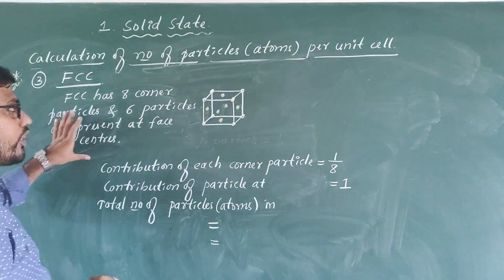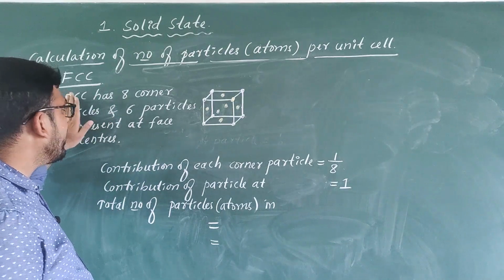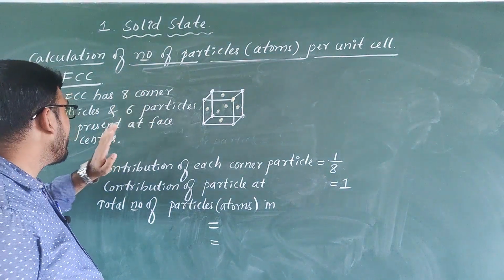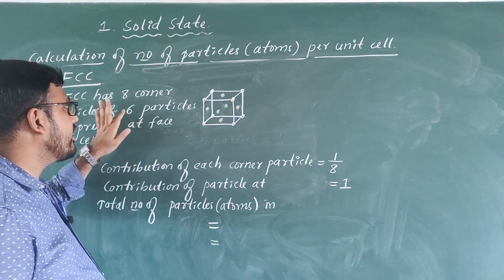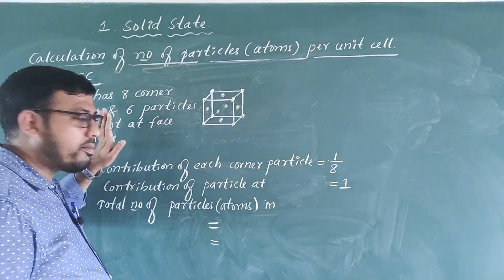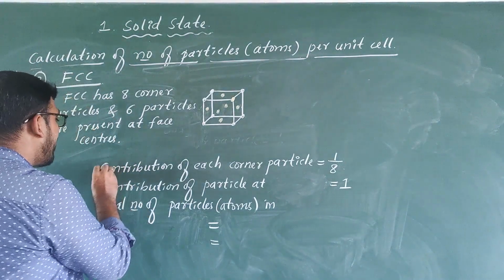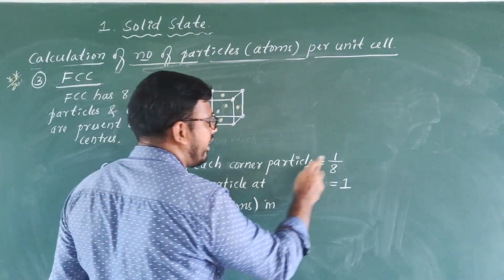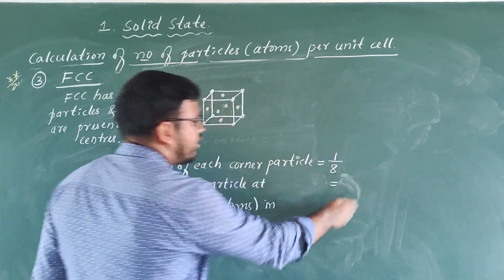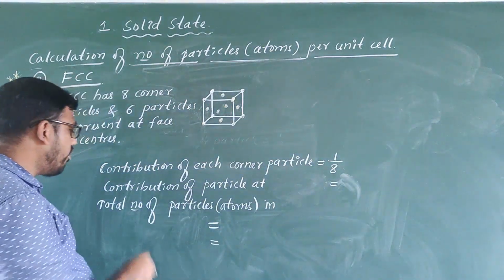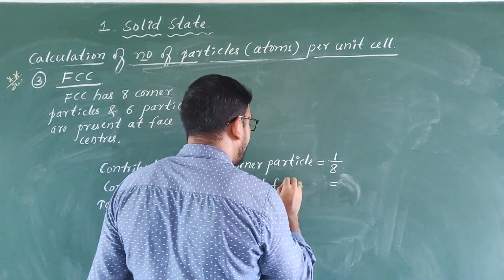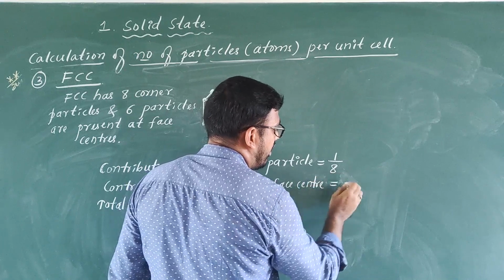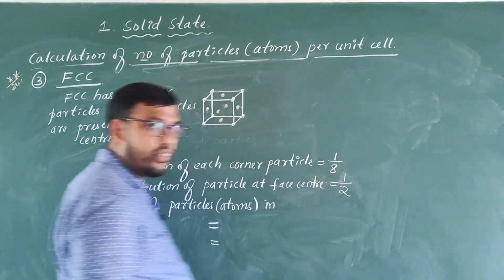So once again there are two types of particles here. One is corner particles. How many corner particles are there? 8 corner particles. And face center particles, there are 6 face center particles. So once again, as we have corner particles, we have to write the contribution of each corner particle, that is equal to 1 by 8. So next, what are we supposed to write now? Contribution of a particle at face center. Face center, already we know it is 1 divided by 2.